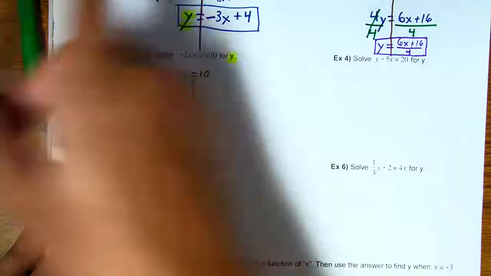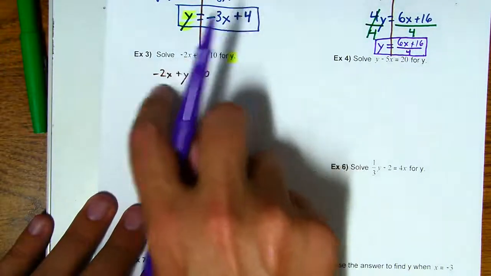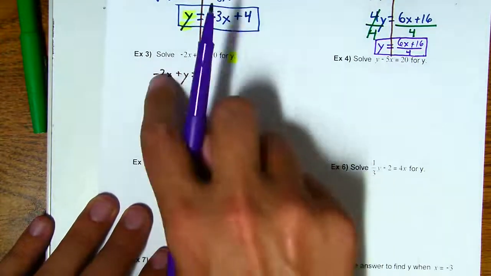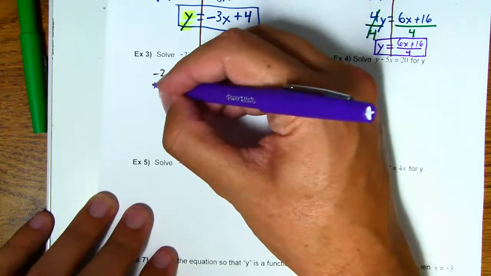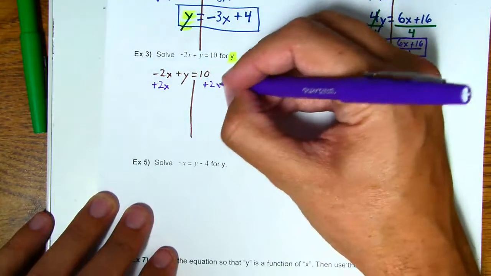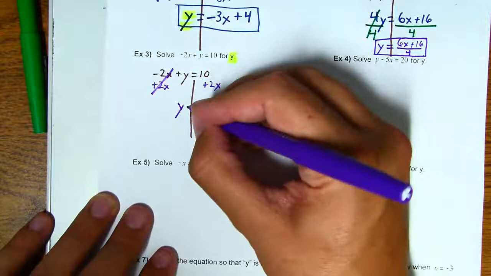Is my y alone? No, it's not. I'm going to have to move some stuff around. So I'm going to move this first, right over here. I'm going to move the whole thing because I'm trying to move it all to the other side. So if this is minus 2x, I'm going to do the opposite. I'm going to add 2x to both sides. This is going to cancel out. I'm left with y equals.